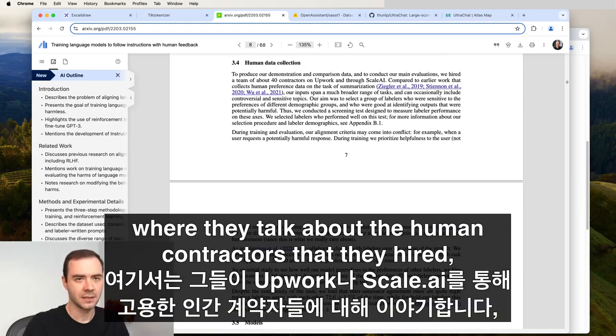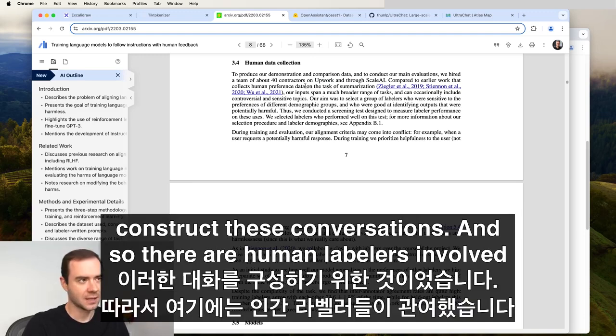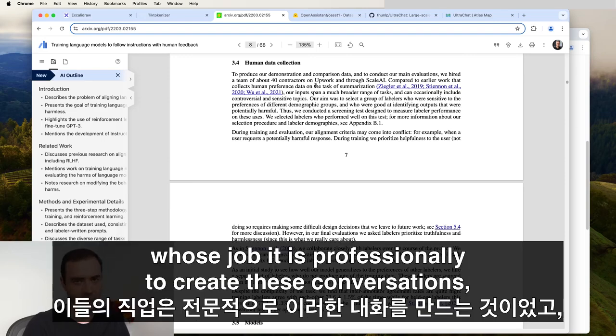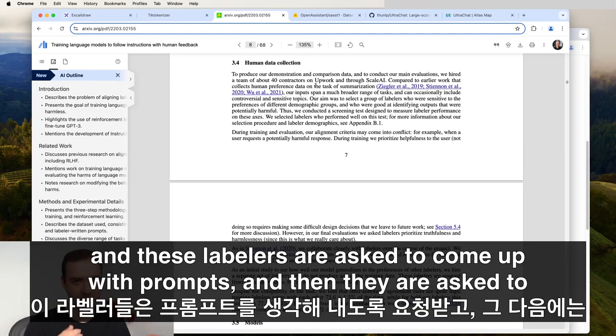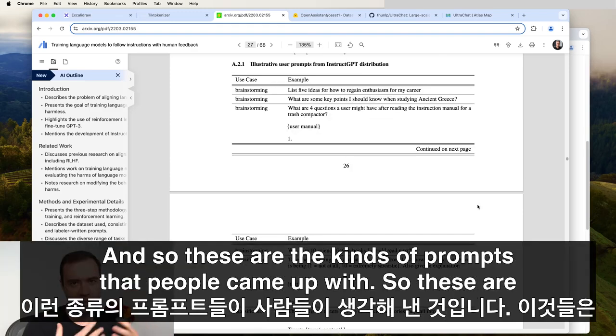So the first stop I would like to make is in section 3.4, where they talk about the human contractors that they hired, in this case from Upwork or through Scale AI, to construct these conversations. So there are human labelers involved whose job it is professionally to create these conversations. These labelers are asked to come up with prompts, and then they are also asked to complete the ideal assistant responses. These are the kinds of prompts that people came up with.